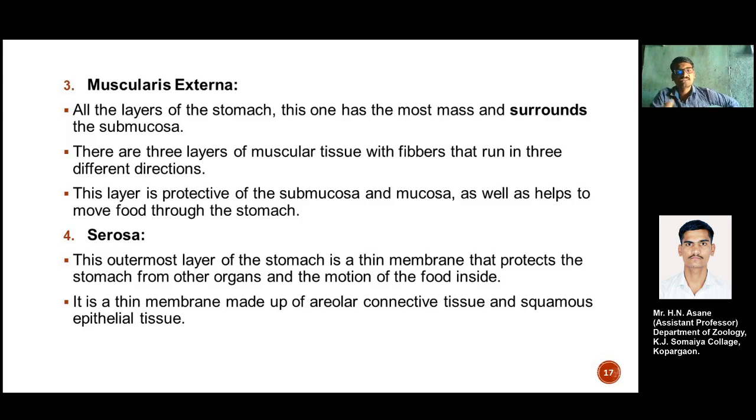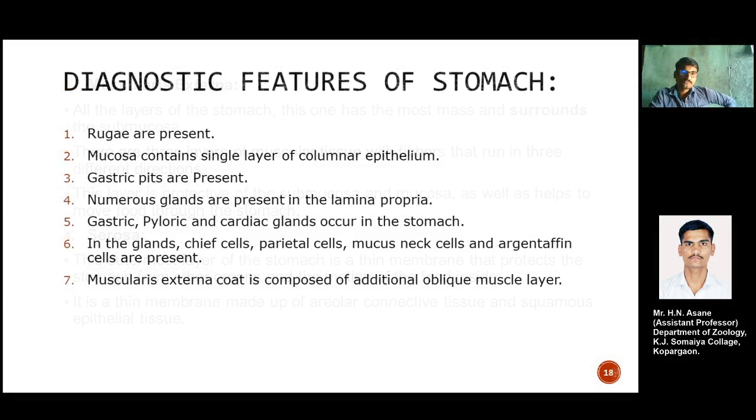Okay, for well mixing purposes, this layer, which is the highly muscular layer, is going to contract and relax to get proper mixing of all the semi-digested food and the gastric juices secreted by means of these gastric pits. Okay, so it is a thin membrane made up of areolar connective tissue as well as squamous epithelial tissue. Okay, so now the diagnostic features of the stomach.